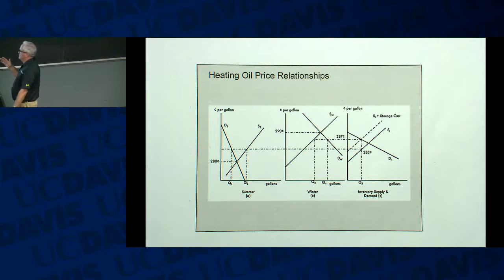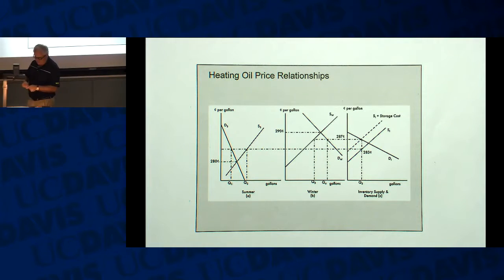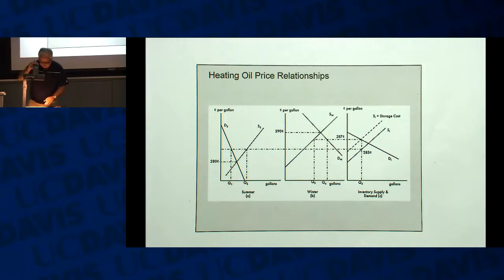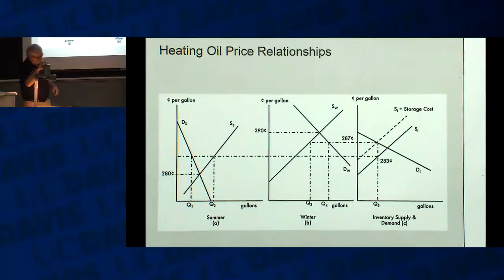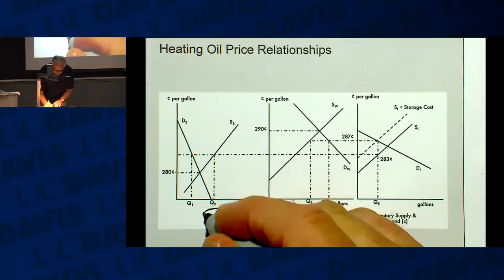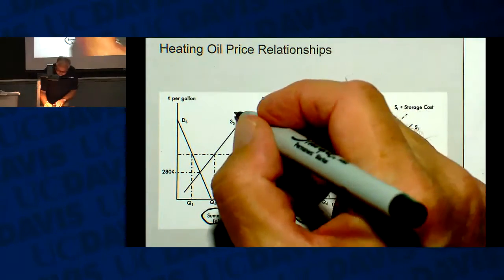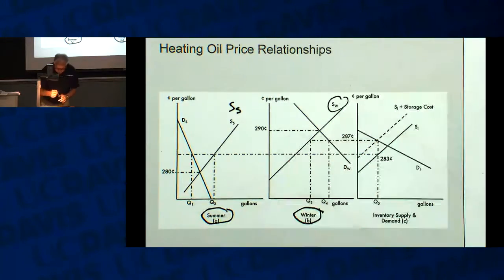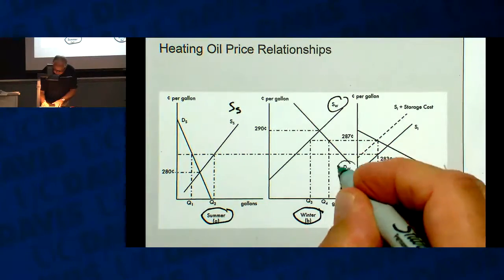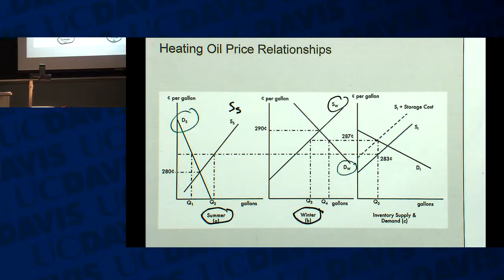And demand is much different in the summer than it is in the winter. So here's our summer period over here. This is our winter period. This is the supply in the summer. This is the supply in the winter. And you notice that the demand in the winter, dW, is much higher than the demand in the summer. All right, so that makes sense.